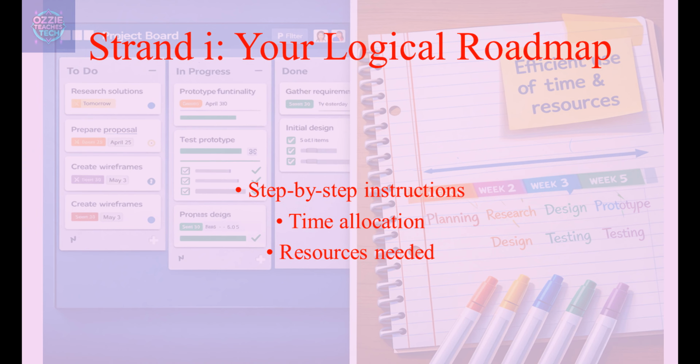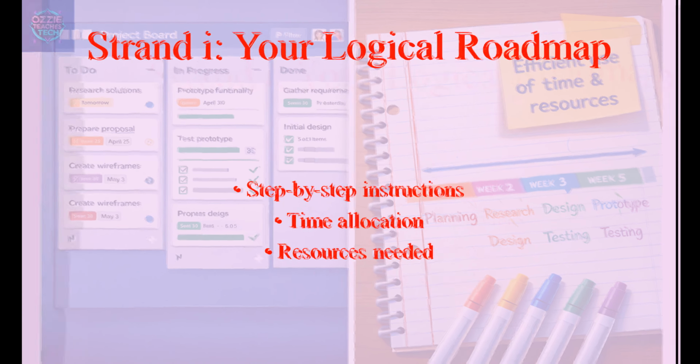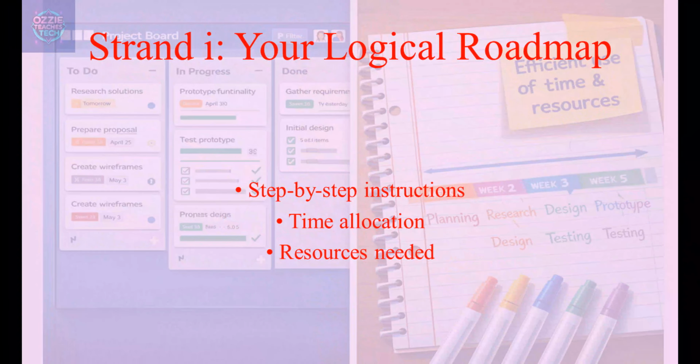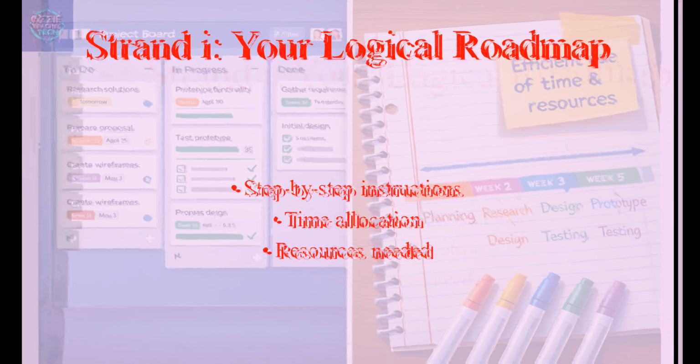Each step should be clear enough that another student in your class could pick up your plan and know exactly what to do next. 2. Time allocation. The IB specifically mentions efficient use of time. Include estimated time for each major phase of your project. Be realistic. If you think creating a logo will take 30 minutes, but you have never used graphic design software before, maybe budget 2 hours.